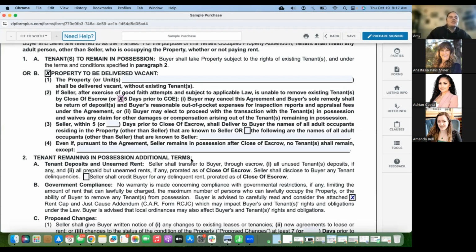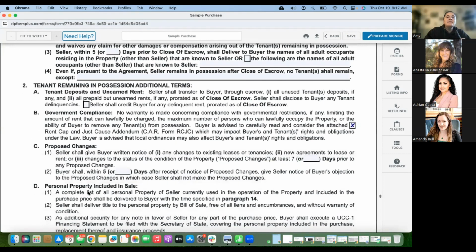So that's section 1. It's either, hey, they're remaining in possession, or it's to be delivered vacant. If it's delivered vacant, here are the terms under that. Section 2 is tenant remaining in possession, additional terms.